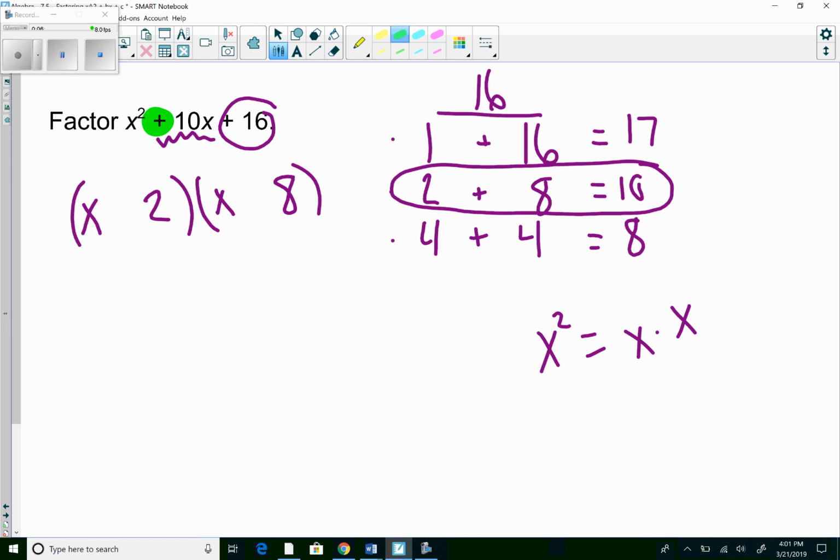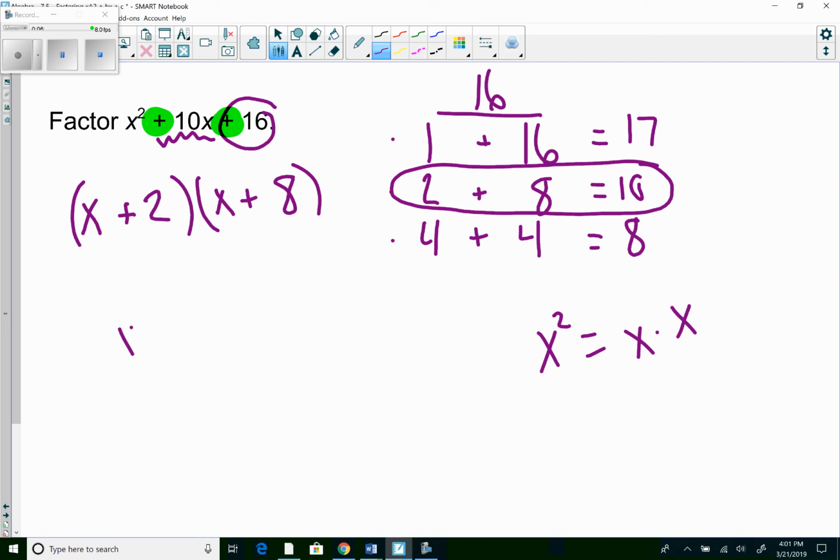Okay, when I look here and when I look here, I notice I have two positives. So that means that the two signs between these are both going to be positive. From here, you guys, I do encourage you, especially for the first couple of times, just so you get your bearings, try foiling them back together.